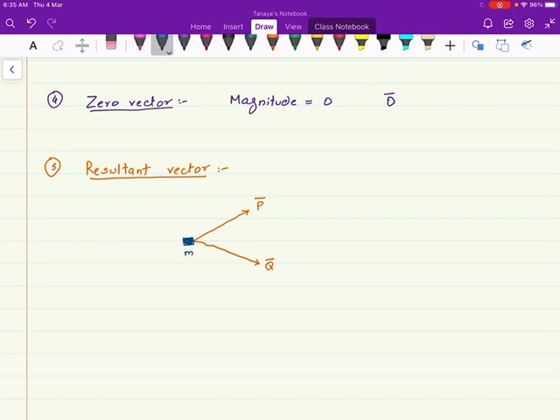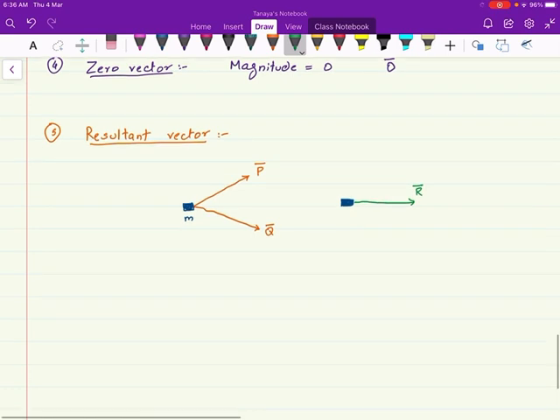Okay, now instead of these two forces, I apply just one force on this particular body and I am getting the same effect. The body will move in the same direction with the same acceleration. Then I can say that R bar is one force which is giving me the same effect as P bar and Q bar together. Then R bar is the resultant of P bar and Q bar. Okay, so this is what we mean by resultant, right?